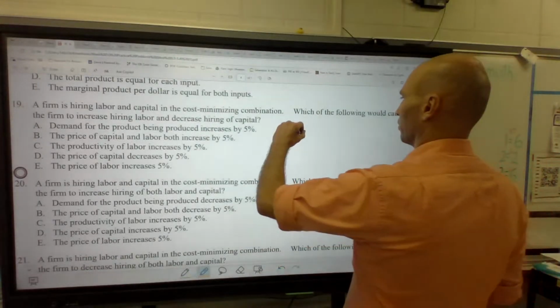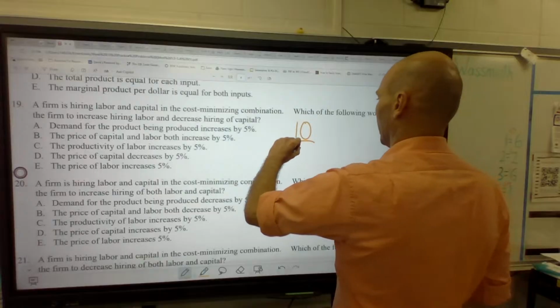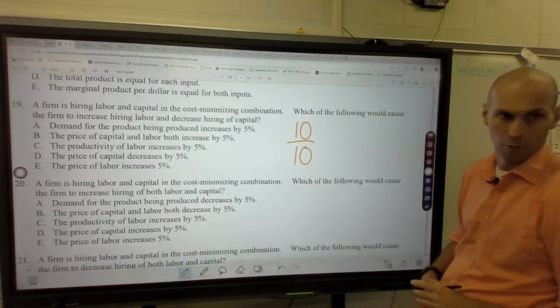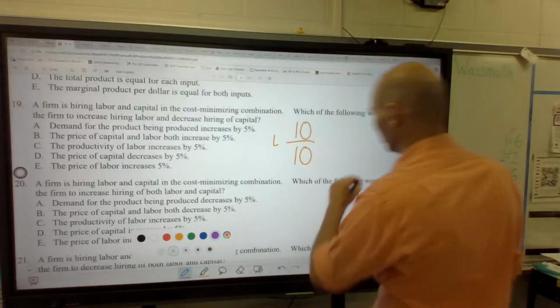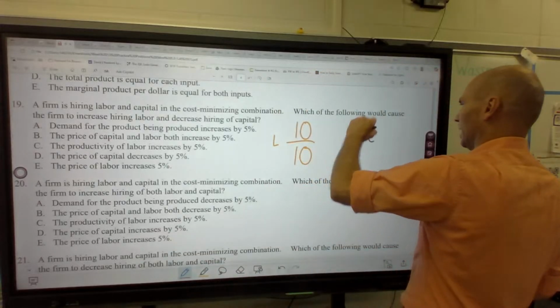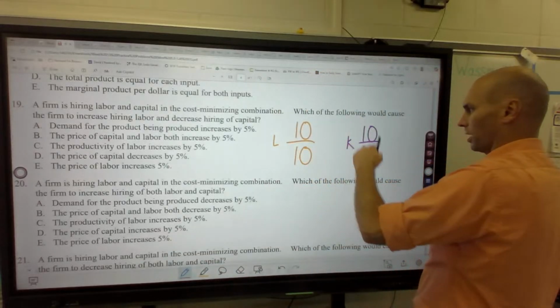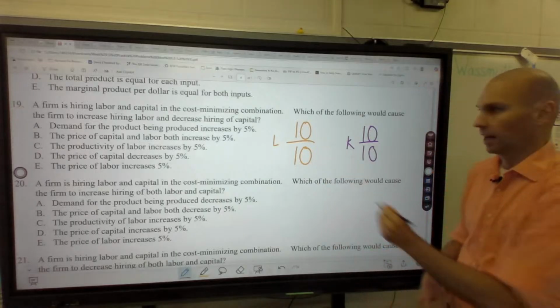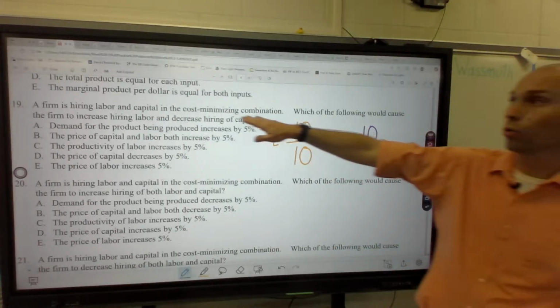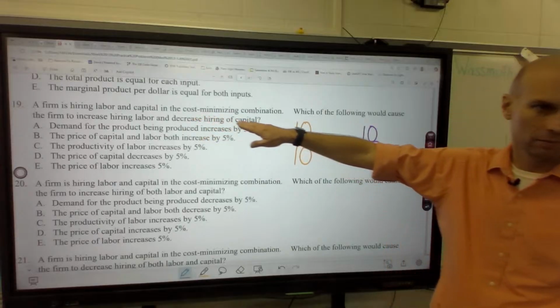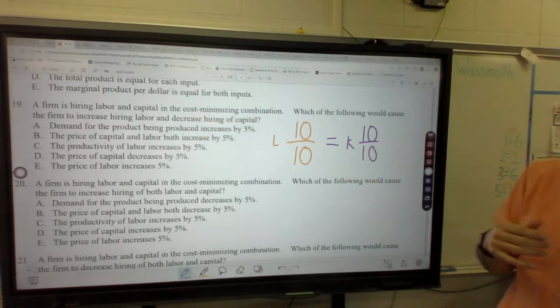So if we have labor, and let's say it's 10 output over 10, and for capital, just for funsies, we're going to go 10 over 10. Marginal product over rental rate, marginal product. Got it? So they're equal. You all understand? We are already at the cost minimizing combination. Now you can scale these, but the ratios need to be the same.